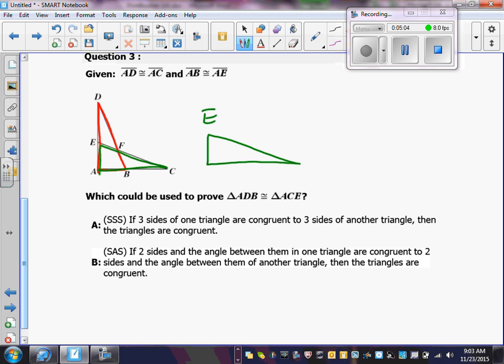Every time I have triangles like that, I separate them to make it easier. So this is E, A, C. Then the triangle here is A, B, D. Then the given is AD is congruent to AC, and AB is congruent to AE. And both of them share this angle here, A. So A is going to be congruent to this one. So once you mark it, you can tell that this is a side, angle, side triangle.